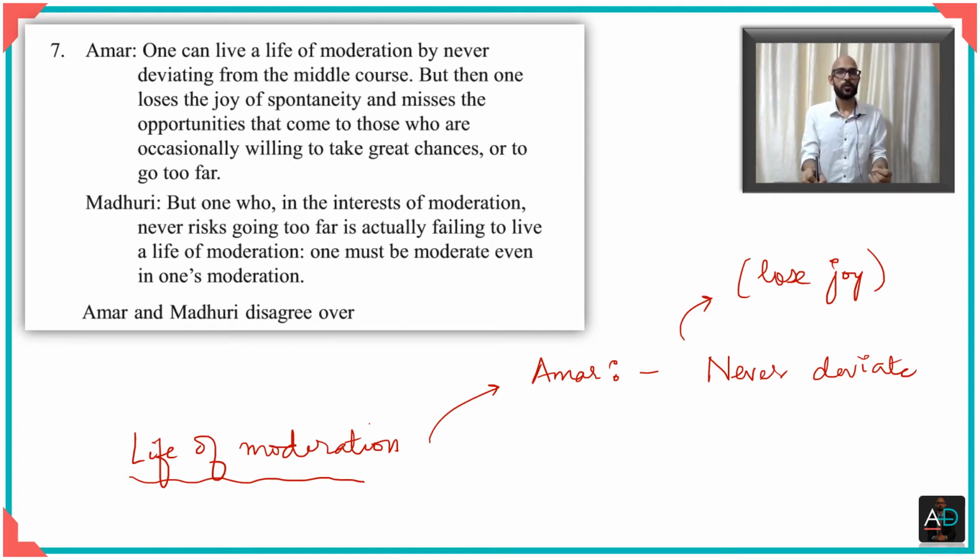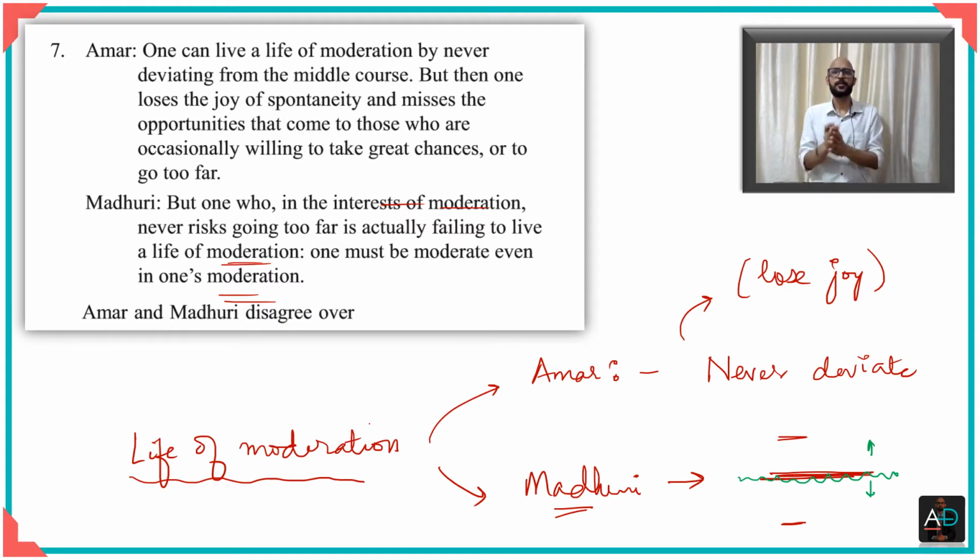Now let's have a close look at what Madhuri says. She says that if in the interests of moderation one never risks going too far, that also is not a life of moderation. She says one must be moderate in moderation. What she's basically saying is that, let us say this is the path of moderation and these are the extremes. If you very rigidly just stay on this path and never go here and there, it means you're being extreme in following the path of moderation, which means you're not moderate. According to her, a life of moderation requires that you may sometimes have to deviate. So as you can see, this is the point where they disagree.